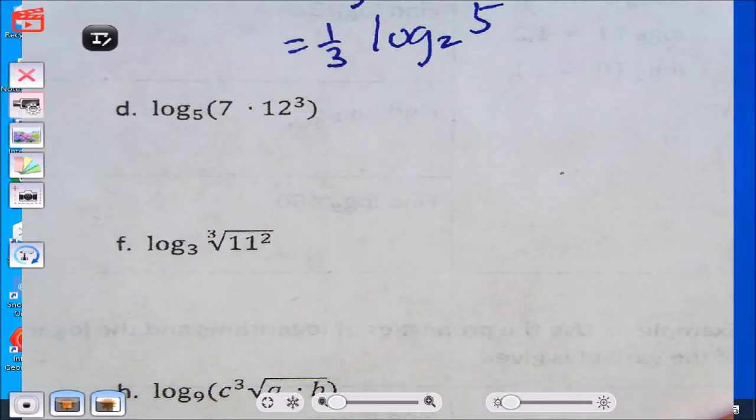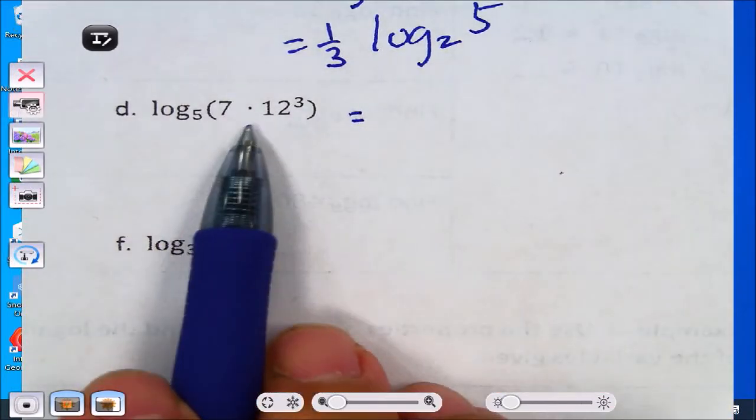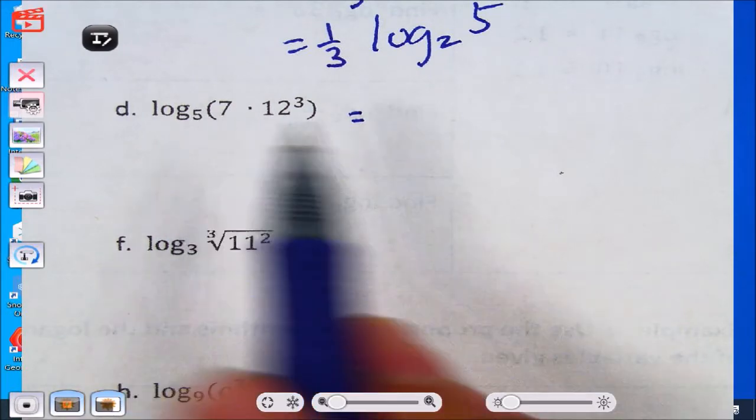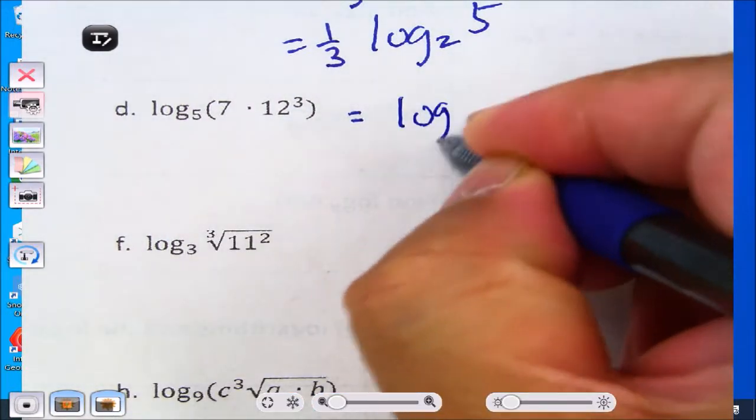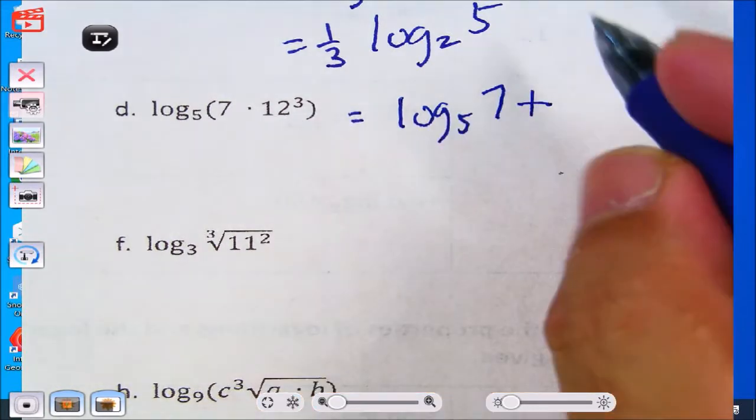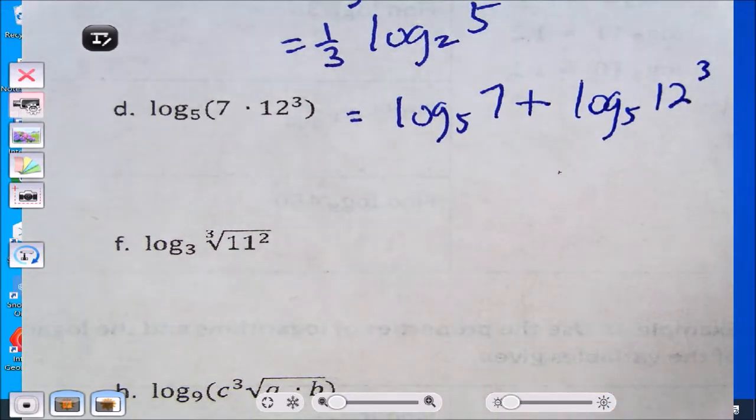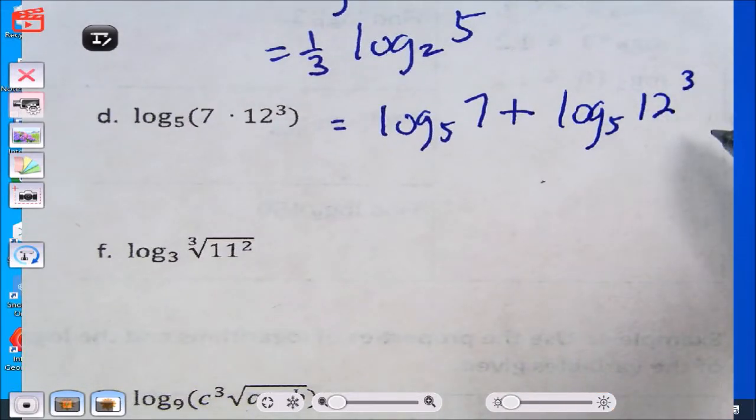Alright, what are we doing here? Okay, so first thing I'm going to deal with is that multiplication. So it'll be log base 5 of 7 plus, right? I'm changing the multiplication to addition. Log base 5 of 12 to the third power. But I still have an exponent.